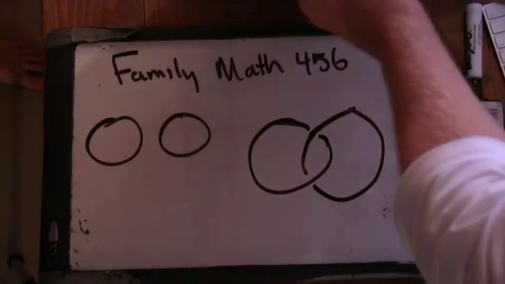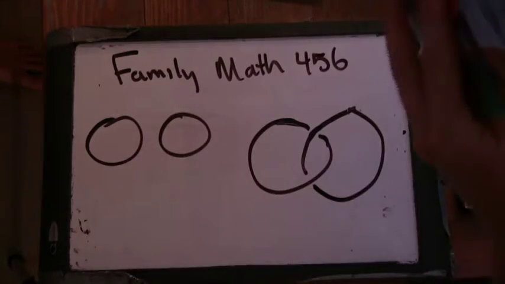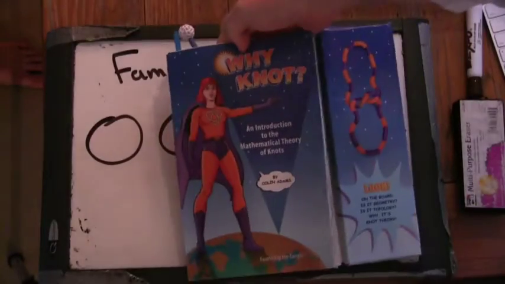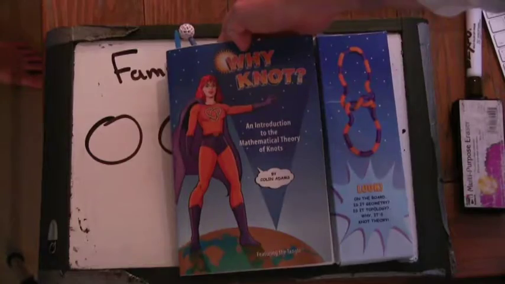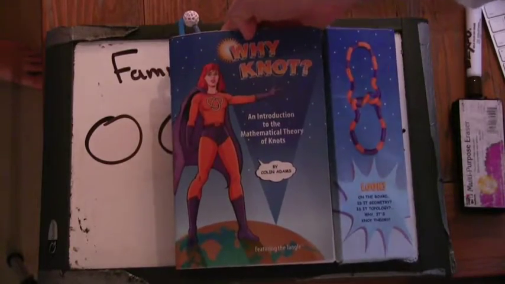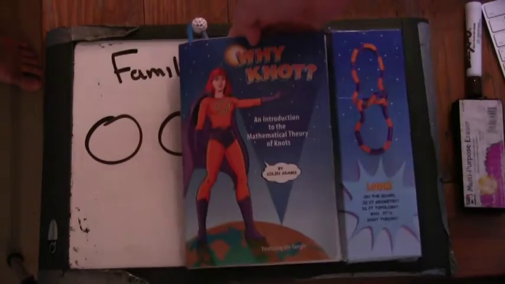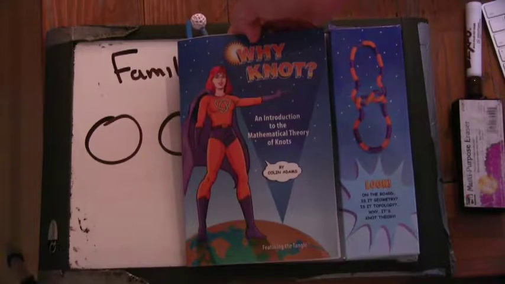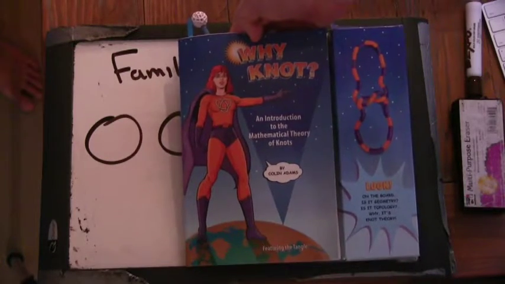FamilyMath 456. So today we're going to return to a book we've only looked at once before. It's this book called Why Not by Colin Adams. And Colin Adams is a math professor at Williams, which is a college in western Massachusetts.